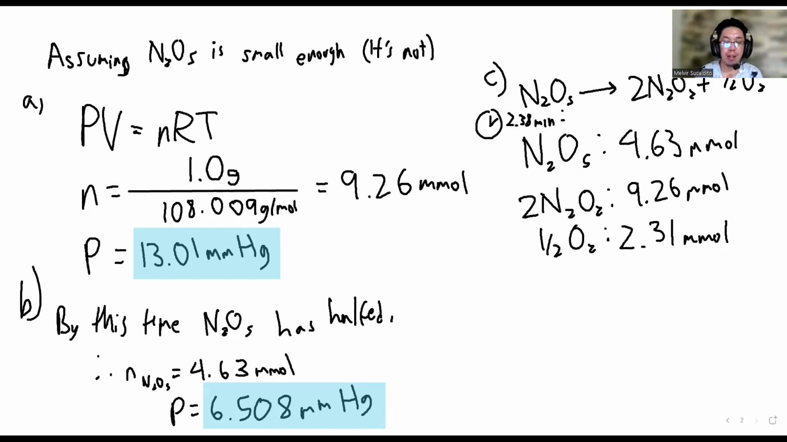Okay, that's a good way. You calculated first the millimoles of the different components. Continue.